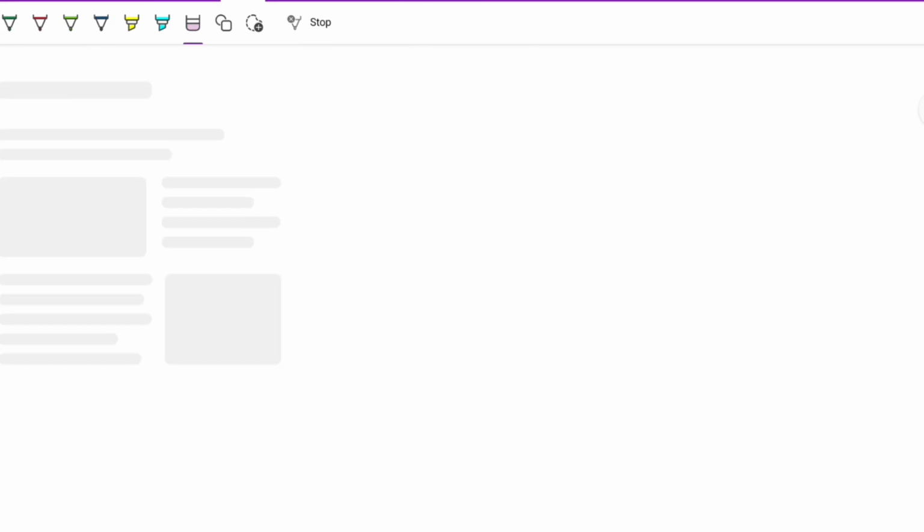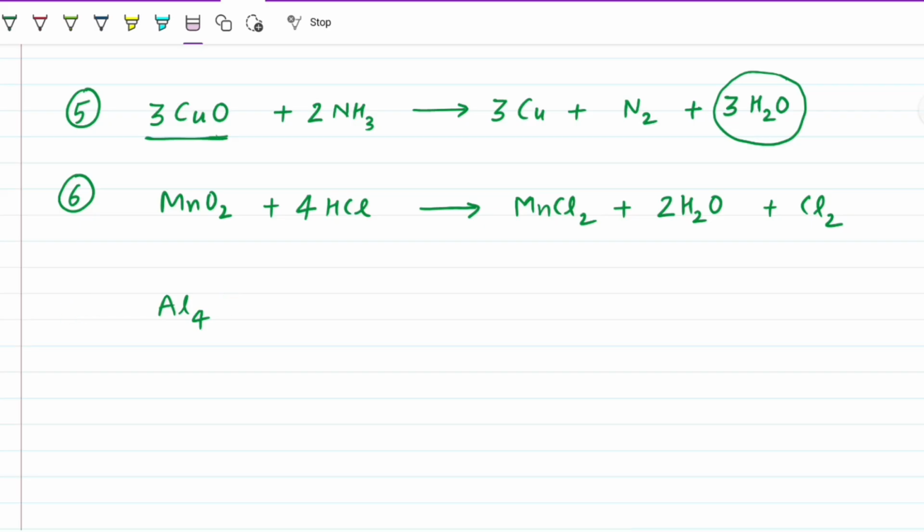Al4C3 plus H2O gives CH4 plus Al(OH)3, aluminium hydroxide. This is the reaction. This is Al4C3. So first balance the metal.